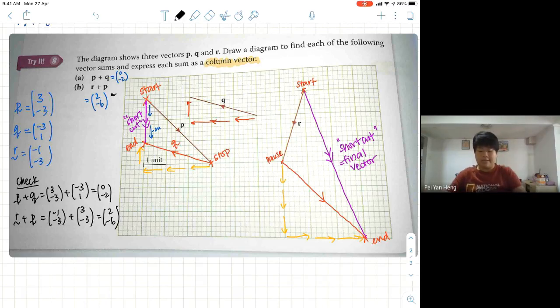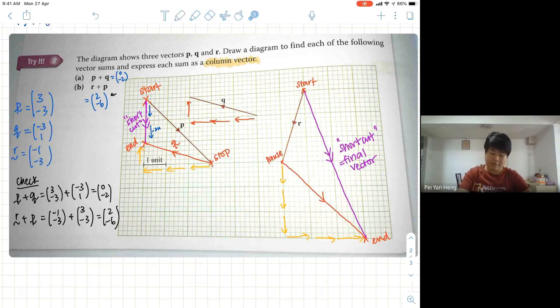Does it matter if I don't want to start with R for part B? I want to start with Q, then I add R. It's the same. I'm just going to use a different color, because I don't feel like erasing everything.